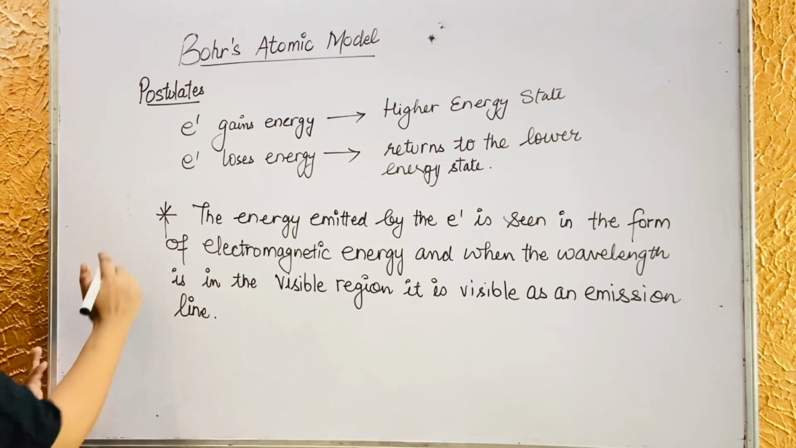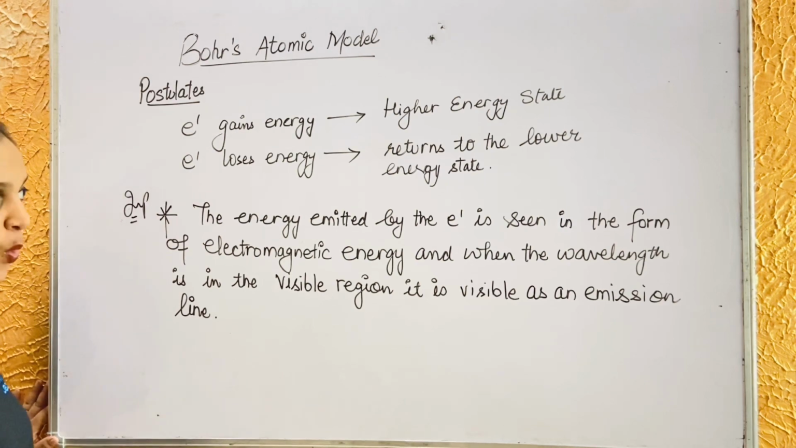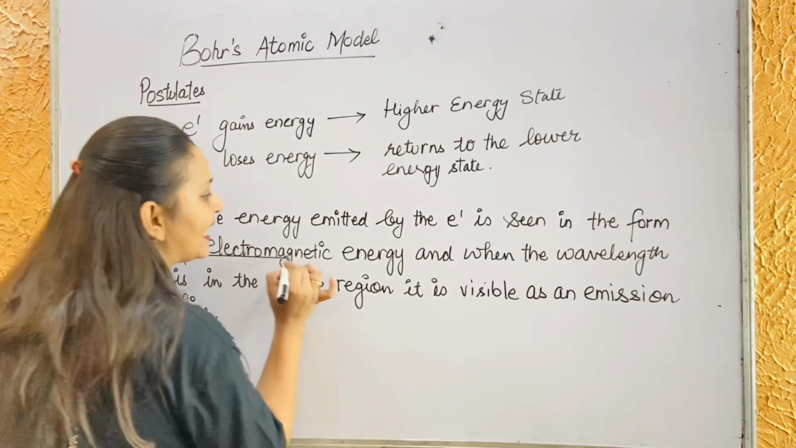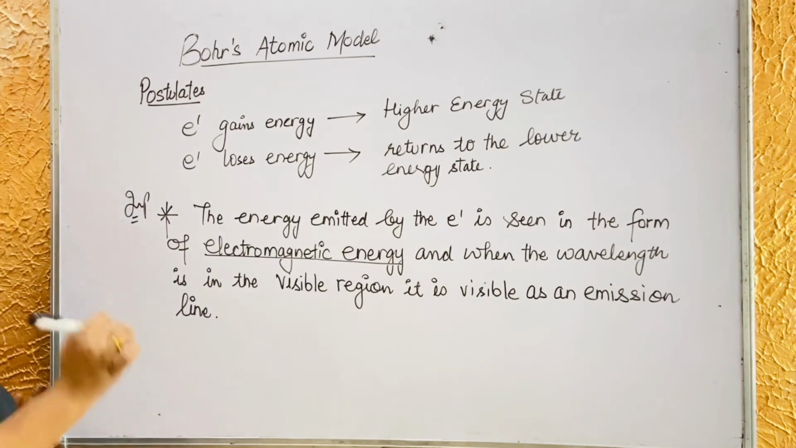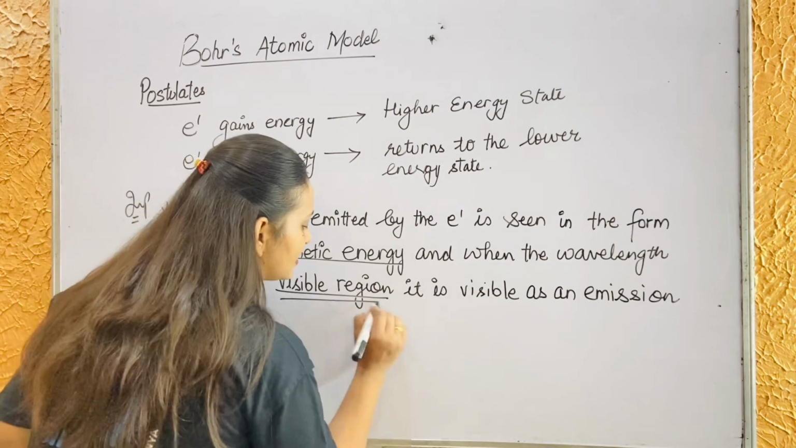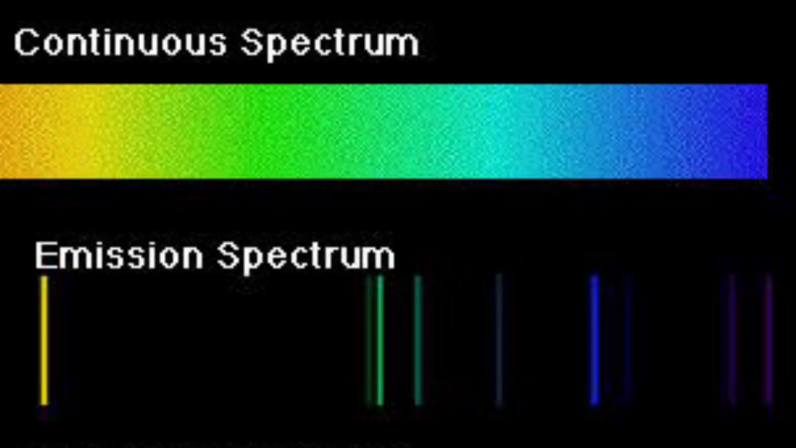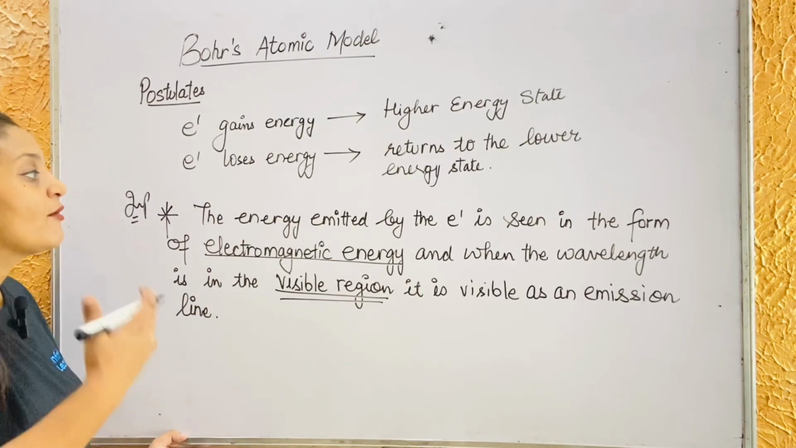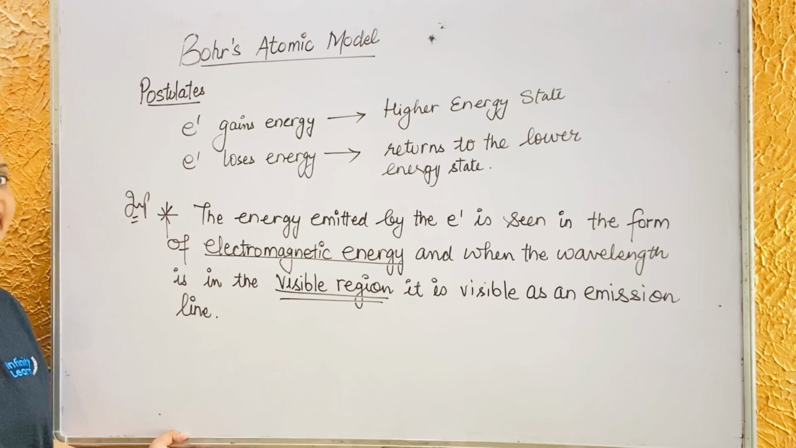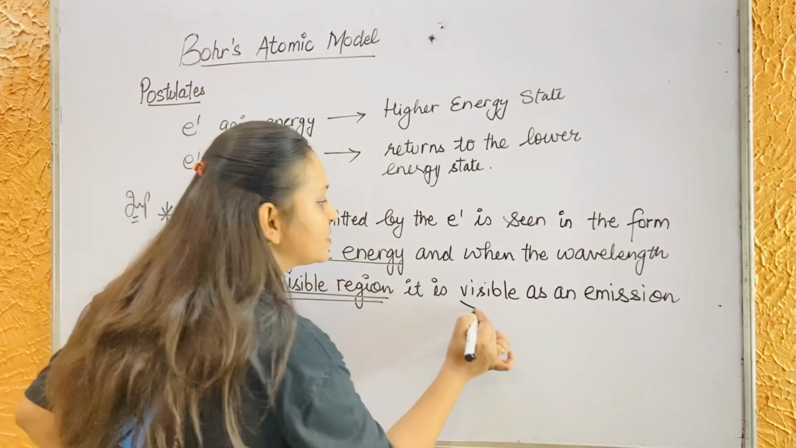Now the thing which is important to note here is that the energy emitted by the electron is seen in the form of electromagnetic energy, and when the wavelength is in the visible region, it is visible as an emission line. Look at the line emission spectra. We see colored lines at some places. And why do we observe this? Because when the light emitted by the electron falls into the visible region, then it becomes visible.